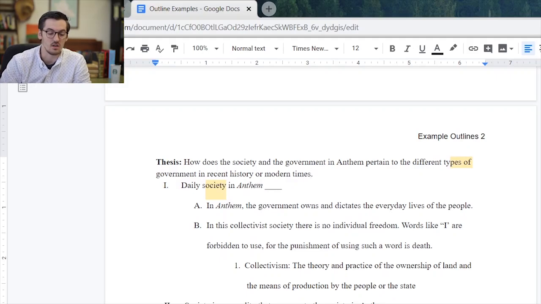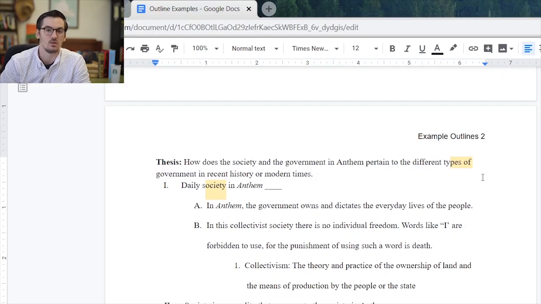Also notice how the A and the B both talk about the subject of their own point. So the first point, daily society in Anthem, and then it talks about it. In Anthem, the government owns and dictates everyday lives. And second point, in this collectivist society, there's no individual freedom. So A and B are 2 different points, and yet they both talk about the first main point. That's a great example of what it means to expound on the first point and what A and B can be in your outline.